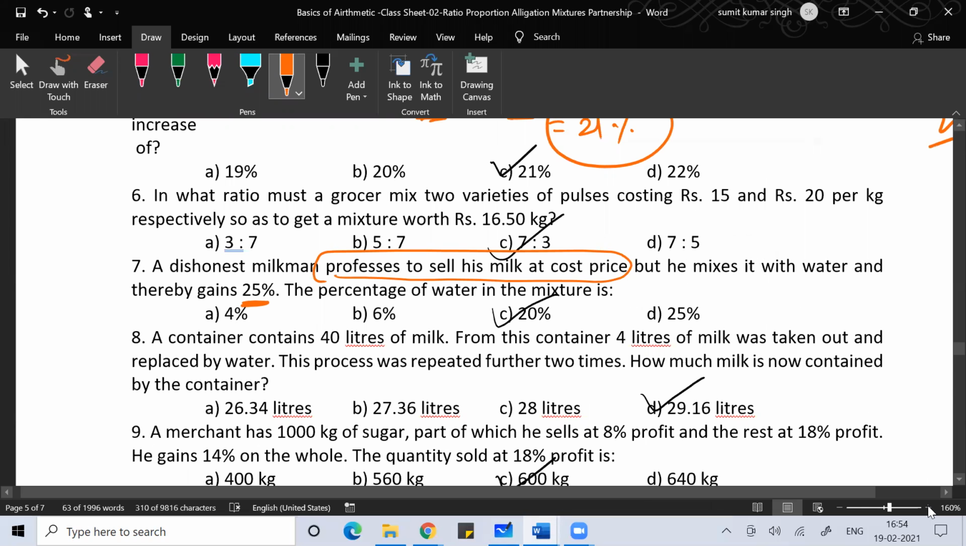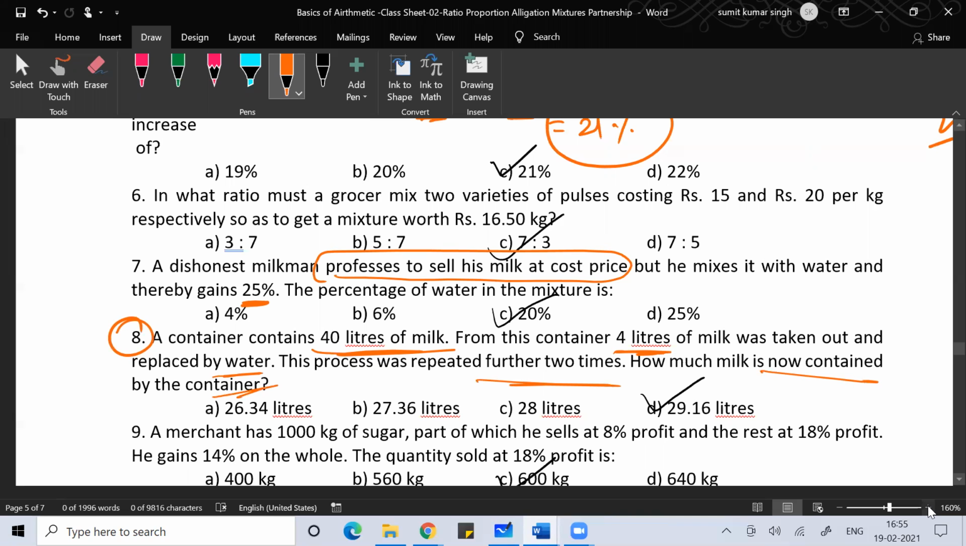Now, the last question. This is a very important question. A container contains 40 liter of milk. From this container, if you remove 4 liter of the milk and replace it with water, and you did this 3 times, how much milk is now left in the container?